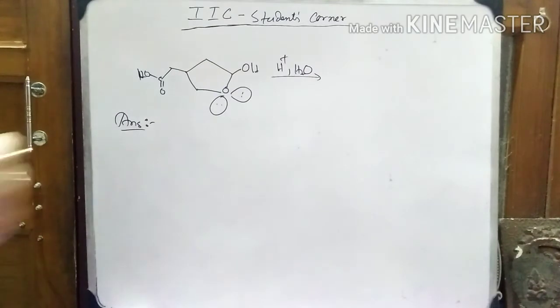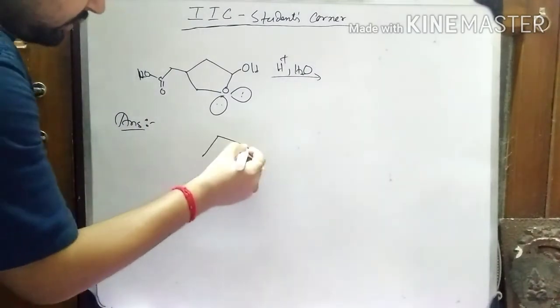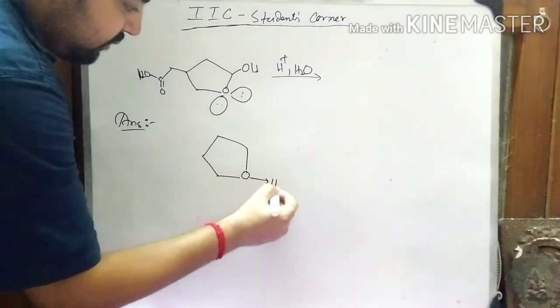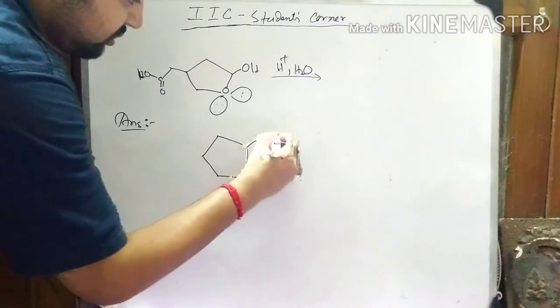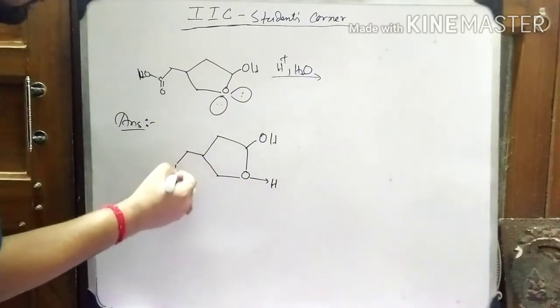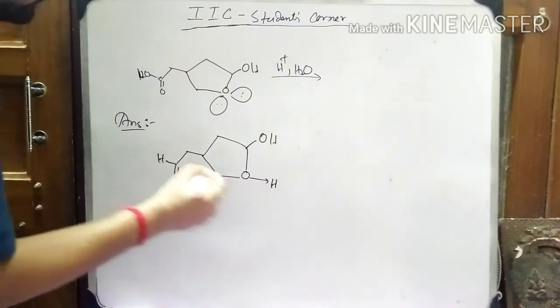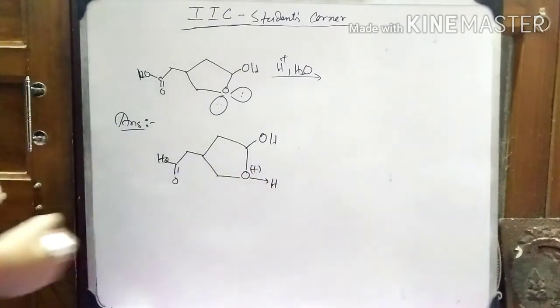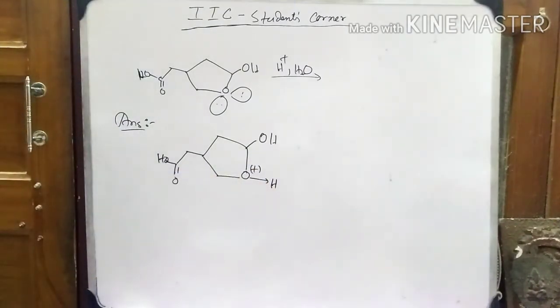Okay, so in the resulting form you will get a molecule like this. A coordinate bond will form between this oxygen and the H plus. Okay, you will see here that oxygen is having a positive charge and hydrogen is getting its positive charge neutralized.